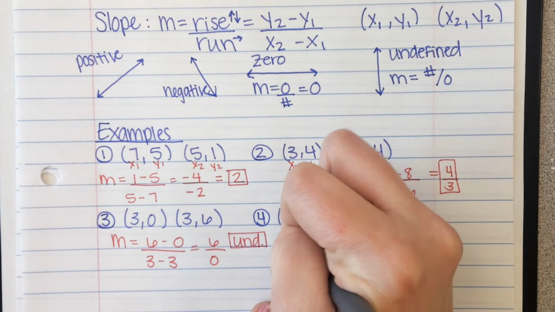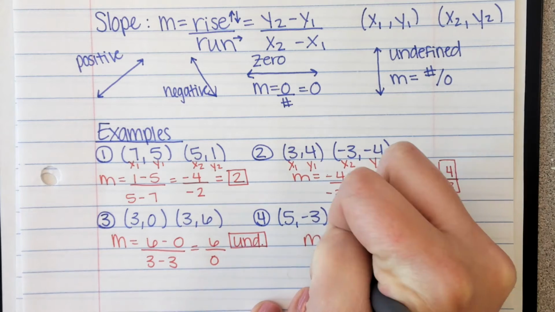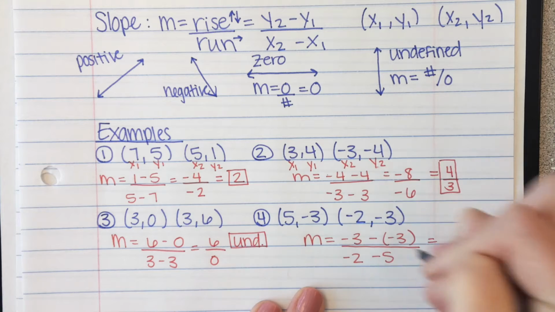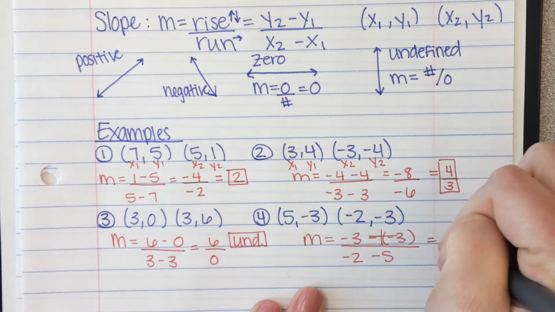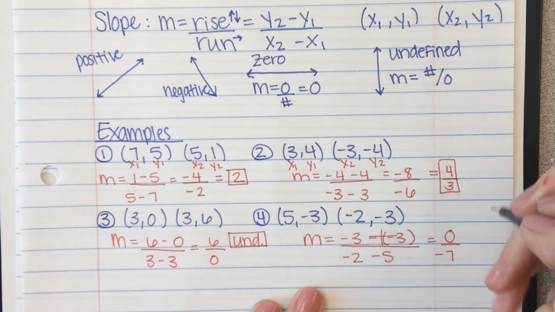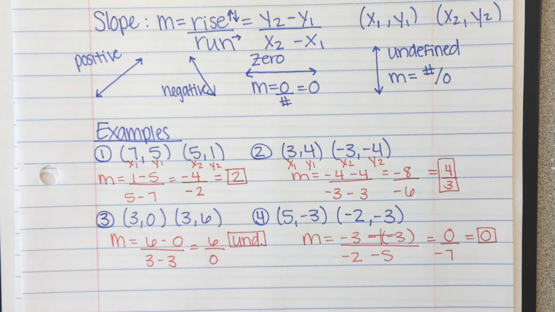All right, number 4, we have negative 3 minus a negative 3 over negative 2 minus 5. So minus the negative changes to plus. So that's 0 over negative 7. How does that simplify? 0. Very good. So we can leave that one as just a 0.